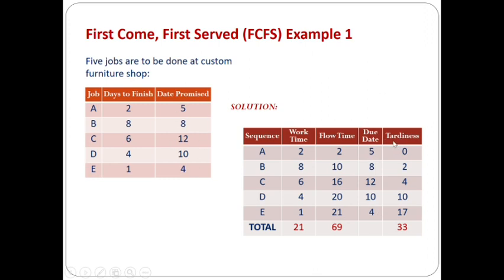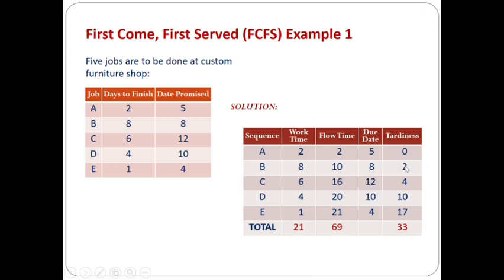Now we have to calculate the tardiness or the lateness. It can be calculated by taking the difference between the flow time and the due date. Here, the flow time minus due date is 2 minus 5. So job A is completed at the end of 2 days itself, but the due date is 5. There is no lateness, so we can just have it as 0. Because we have a negative value, 2 minus 5 is minus 3, we are just having it as 0.